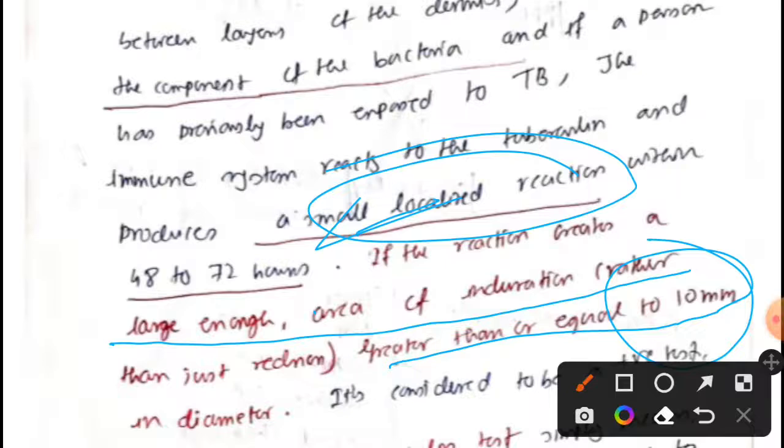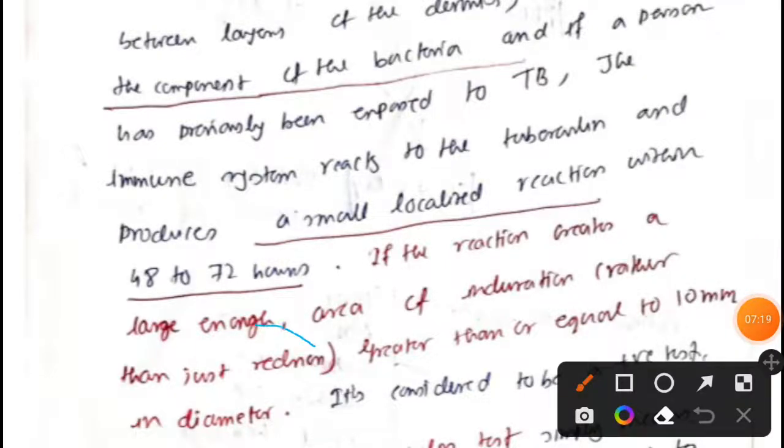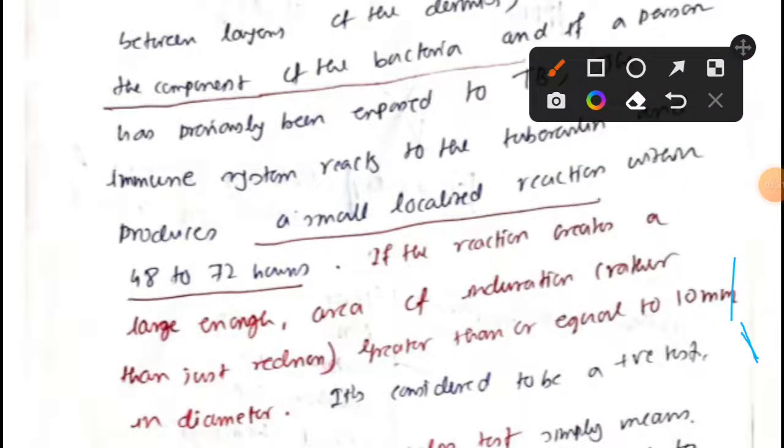If your patient is Mycobacterium tuberculosis negative, then they will develop just a small redness. So if your patient has a large area of induration, greater than 10 millimeters, it will be considered a positive test.